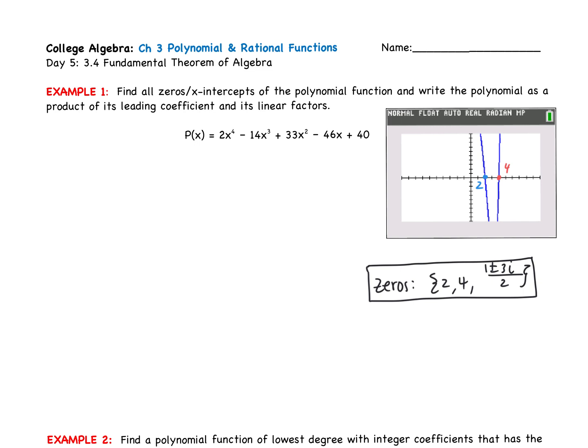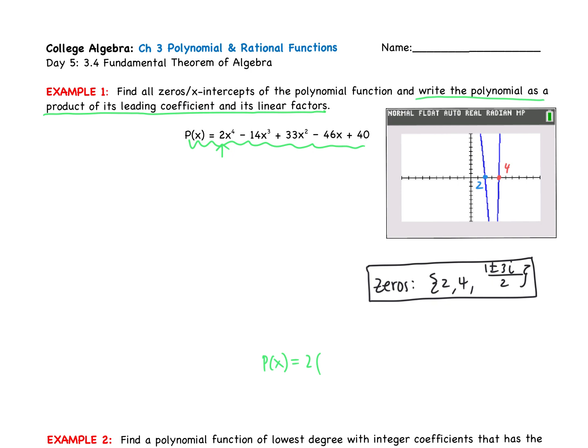Also though, did you all read the directions and see that we didn't actually fully answer the question? Did anybody notice that? Question says, write the polynomial as a product of its leading coefficient and its linear factors. That is very important. Here's what that means. We are rewriting this polynomial in factored form. So it's going to start with p of x equals, because the lead coefficient is 2, a 2 goes out in front, and then all we're doing is taking each of these zeros and putting them into a factor.